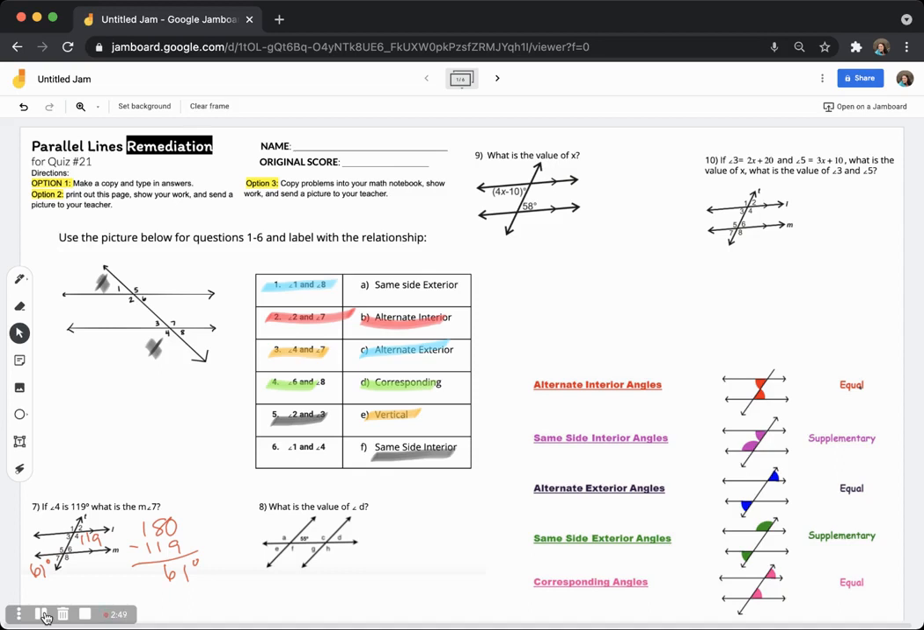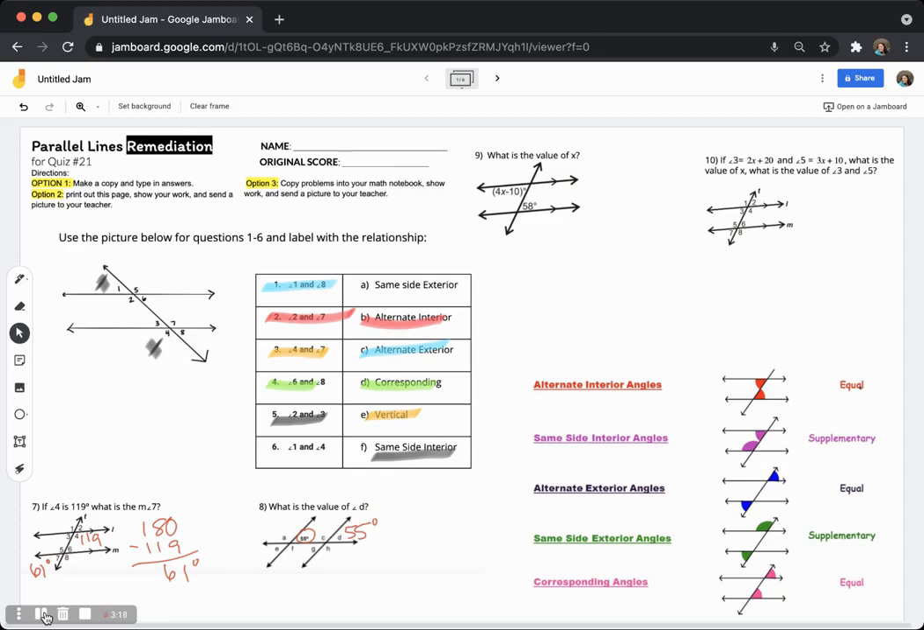All right, so number 8 says, what is the value of angle D? So I can see here that I have an angle that is 55. So now I need to think, are these angles equal? So if you look at them, are they equal? Or are they supplementary, meaning when you add them together, they're going to give you 180. Now, D also looks like it's an acute angle, so that means that D is also going to be 55 degrees.